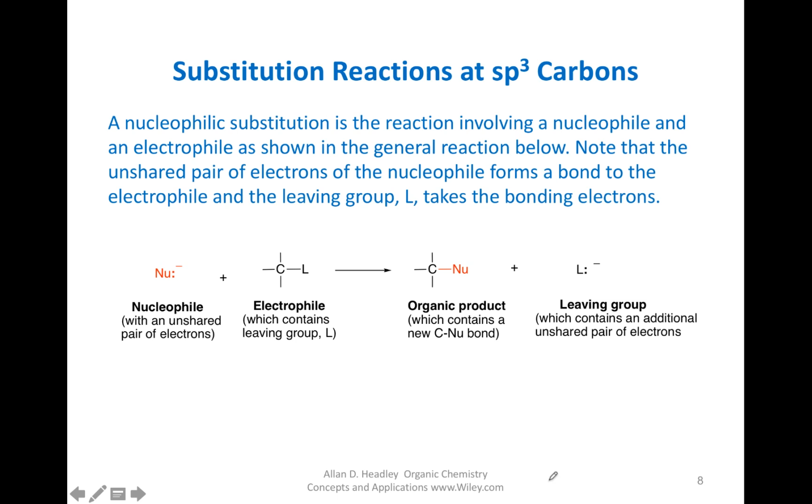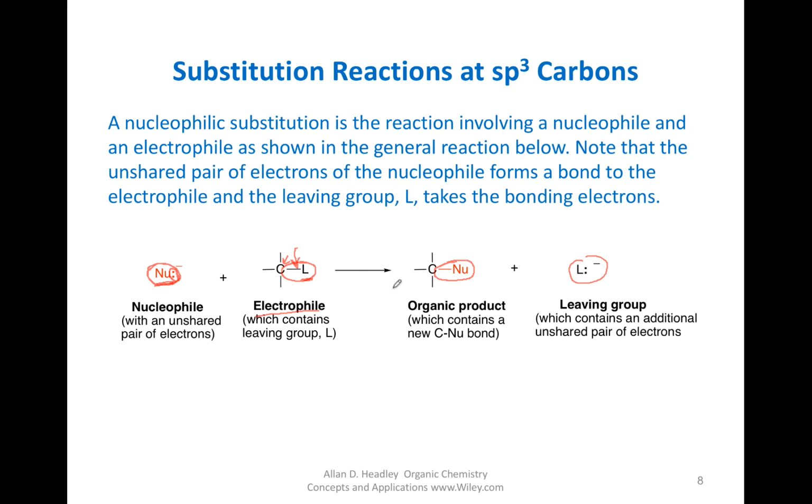So here's a general substitution reaction. We have the nucleophile, which we'll write here. Here's the unshared pair of electrons. The electrophile we'll write like this. This is the leaving group this time. And here is our electrophilic atom. The substitution reaction involves this nucleophile with its pair of electrons bonding right here, and this leaving group taking its pair of electrons to form here a good leaving group.